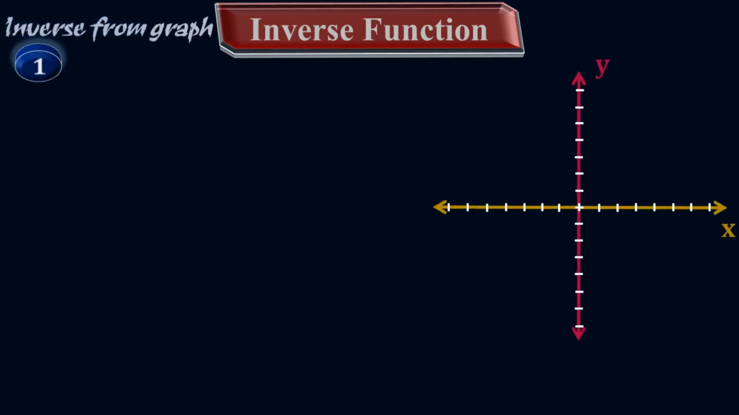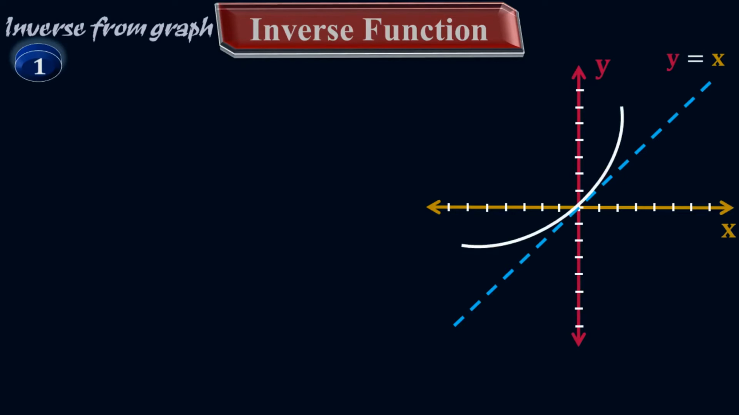My xy plane is here. This is my y equals x. As I said, it is like a mirror. This dotted line is like a mirror. It is x equals y. Suppose my original function is this. My inverse function is this. That's how we get the inverse function from the graph.